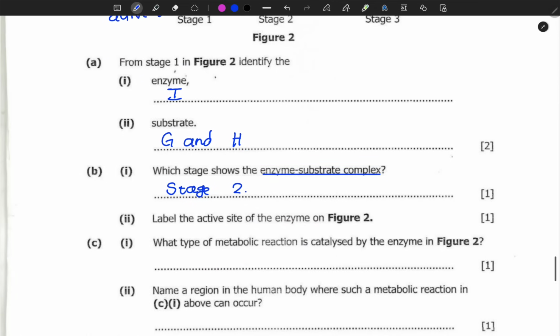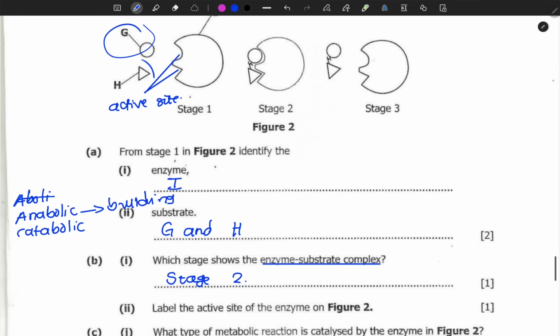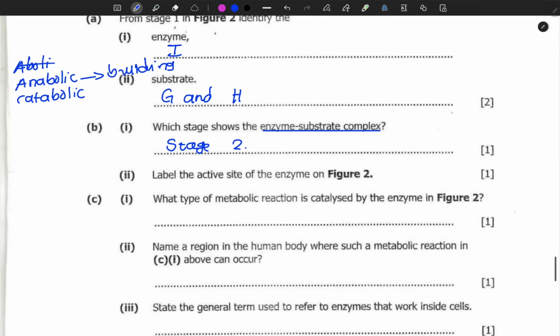Then we've got C1. What type of metabolic reaction is catalyzed by the enzyme in figure 2? Metabolic reactions include anabolic reaction and catabolic reaction. The summation of the two gives us metabolic reaction. Now, anabolic reaction talks of building. So here we are building up, we combine the smaller pieces to have a larger one. Catabolic is the opposite, where you have a larger piece and it breaks into smaller pieces. So from what we have seen, smaller pieces joined together to give us a larger piece. So this is an anabolic type of reaction.